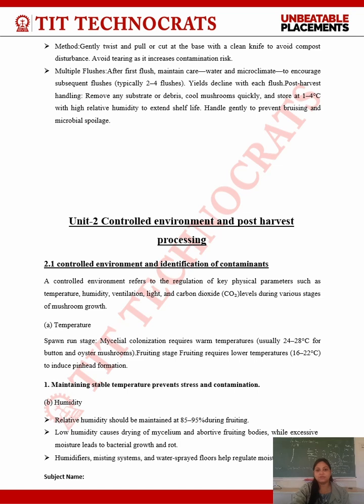In this unit 2, we have to cover the controlled environment and post-harvesting system. In the first unit we saw the whole process of how mushrooms germinate and grow. Controlled environment means the regulation of key physical parameters such as temperature, humidity, ventilation, light, and carbon dioxide level during various stages of mushroom growth.